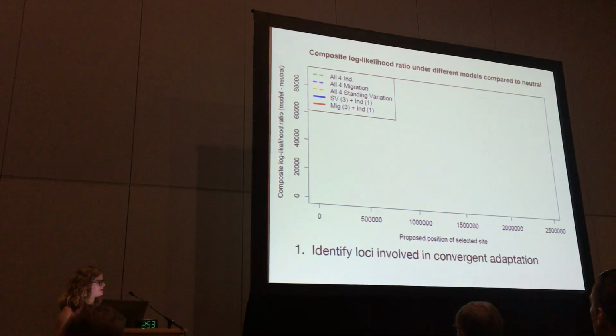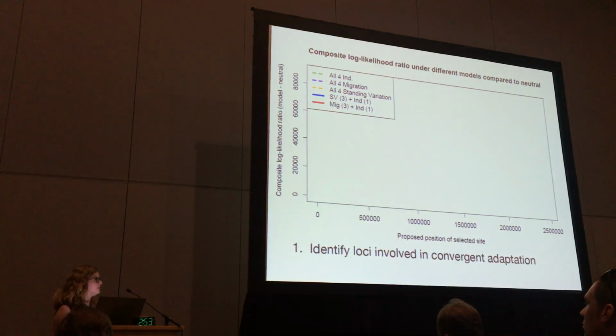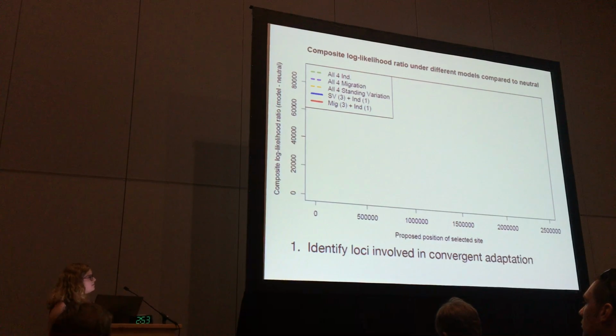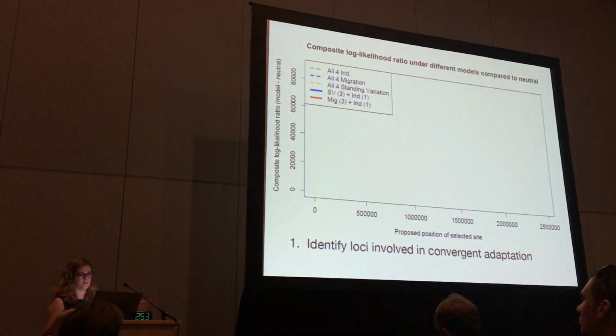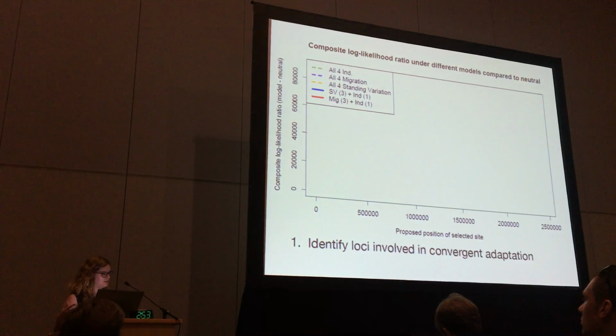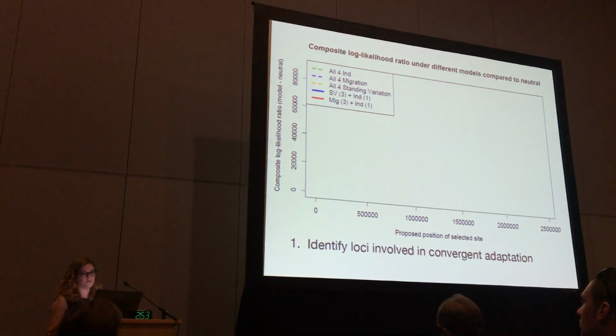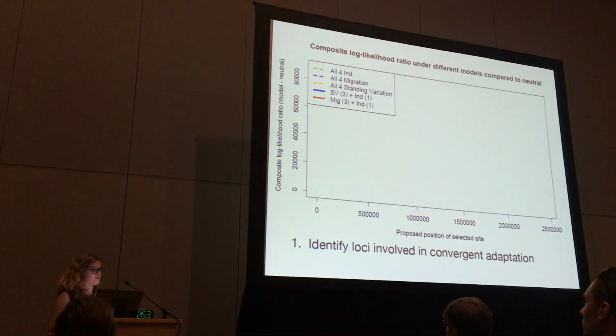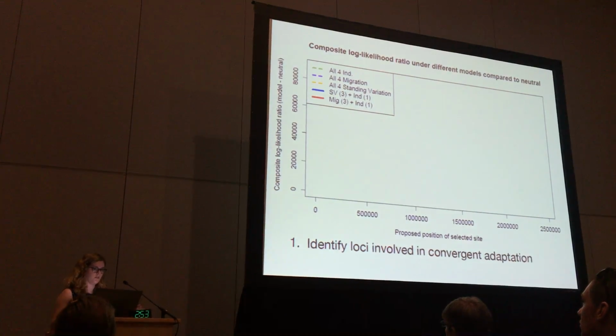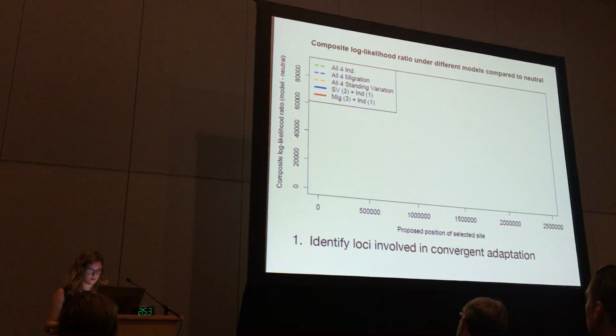And what this is able to do is, one, identify the loci involved in convergent adaptation, because these likelihoods should peak as you're moving the proposed selected site to a correct selected site. And we're doing this in a region where we know that something might be happening, but you can imagine doing this across your entire genome and looking for regions that are particularly interesting.